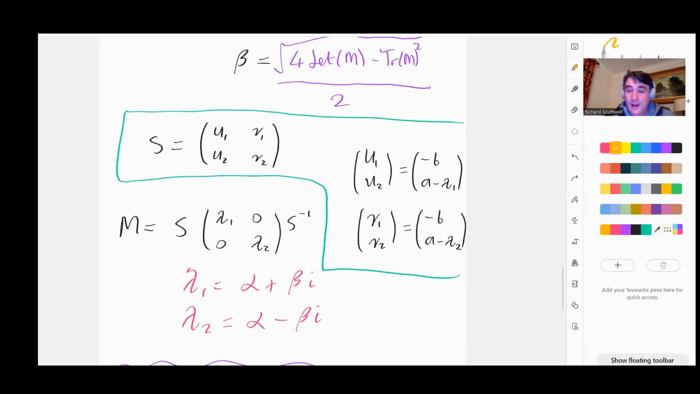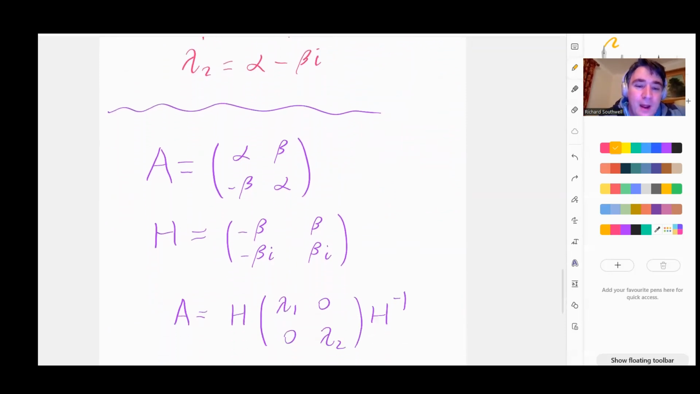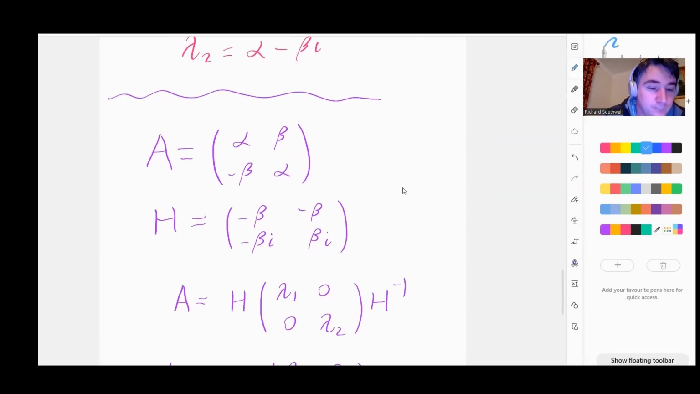So it would be nice if there was another step where we can then relate this matrix to something a bit more familiar. And so let's do a bit more reasoning. Let's now consider this matrix here. And you might remember this kind of form. This is the form of a sort of complex number as a matrix.